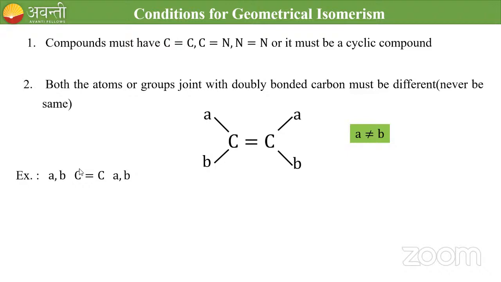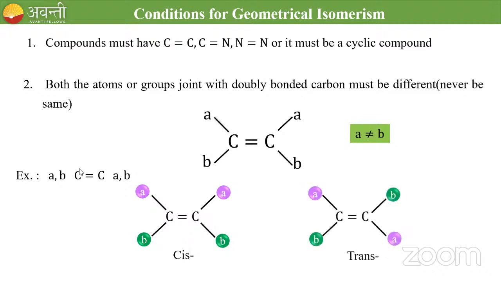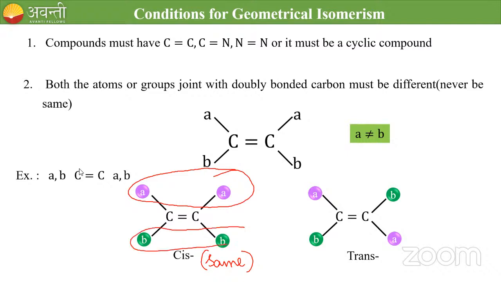If both the A's are on the same side of the double bond, it is called a cis isomer. If two similar components are on the opposite side of the double bond, it is called a trans isomer. So geometrical isomerism is otherwise called cis-trans isomerism. What is meant by cis? If the similar groups are present on the same side of the double bond, it is a cis isomer. If they are on the opposite side, it is called a trans isomer. Got it? These are the two conditions for geometrical isomerism.